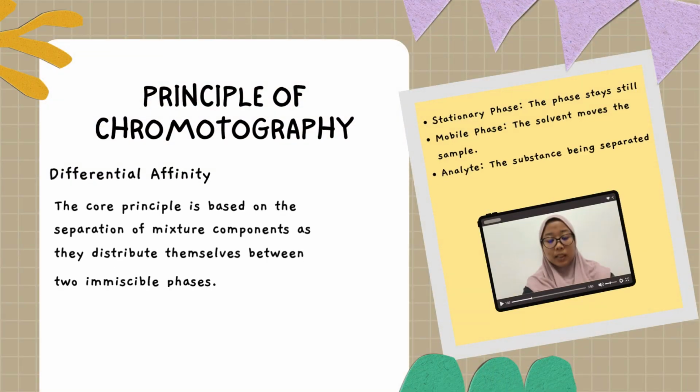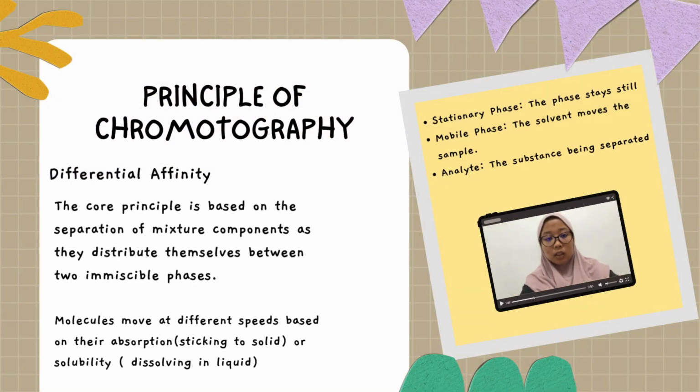Now I will explain the principle of chromatography. Chromatography is a technique used to separate the components of a mixture. It works because different substances move at different speeds between two phases. The first phase is the stationary phase, which stays in one place. It is usually a solid or a liquid coated on a solid surface. The second phase is the mobile phase, which can be a liquid or a gas. It moves through the stationary phase and carries the sample. The substance being separated is called the analyte.